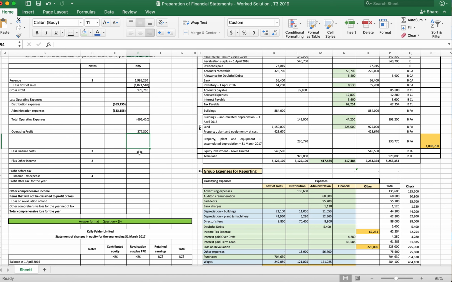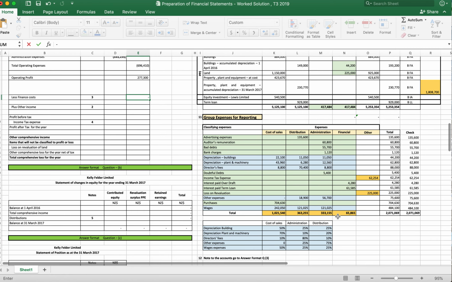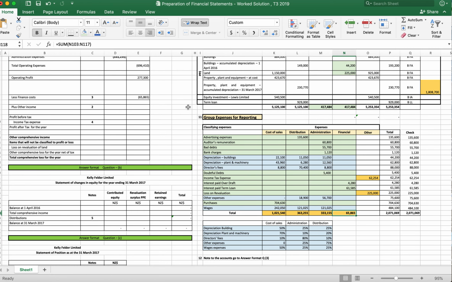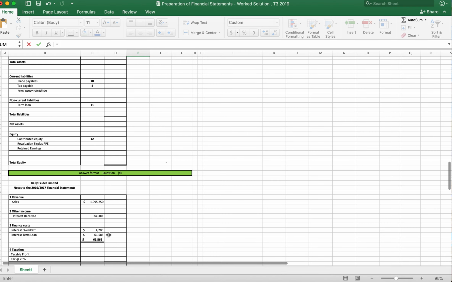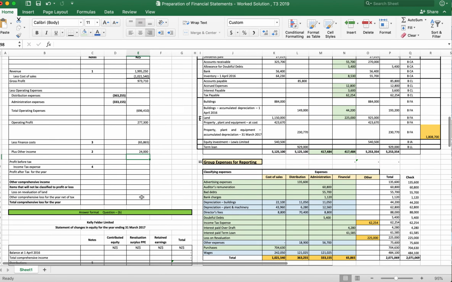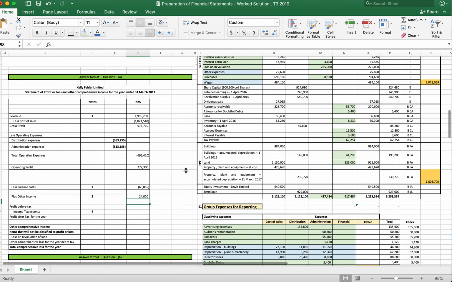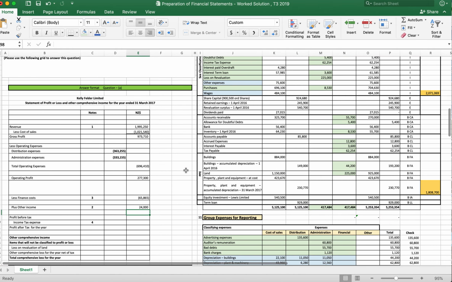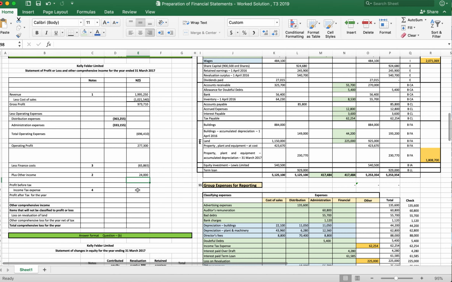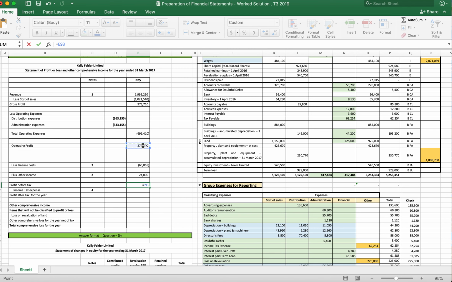Okay, less financial costs. Financial was over here, plus other income. It's actually other income is either in the note or up there in the trial balance. Should be the same. They are the same, if you get what I mean. Profit before tax. Okay, so that is operating profit. Summing those gives you that.